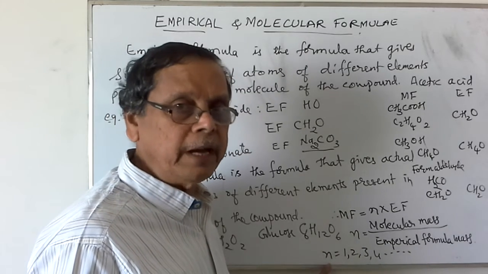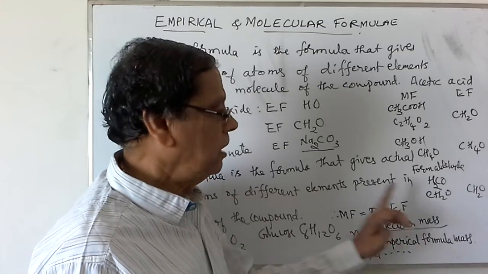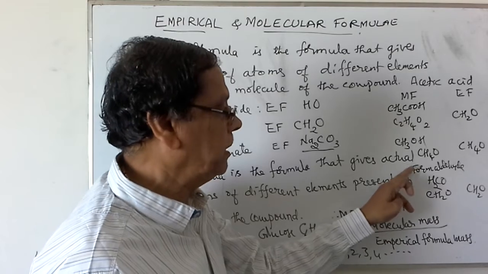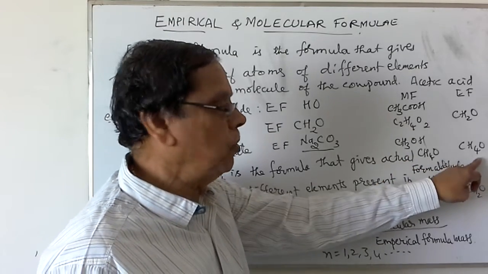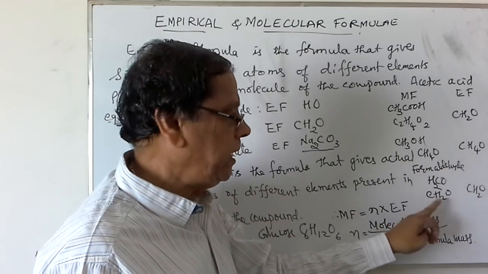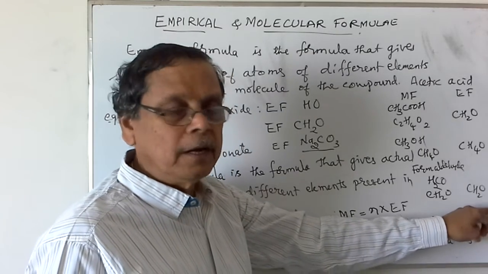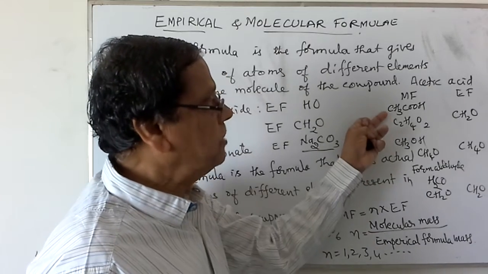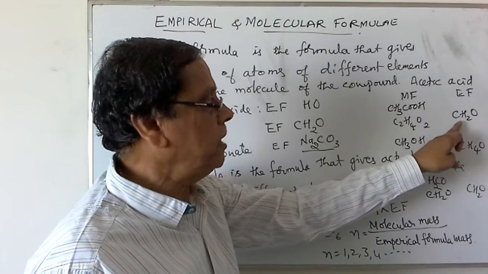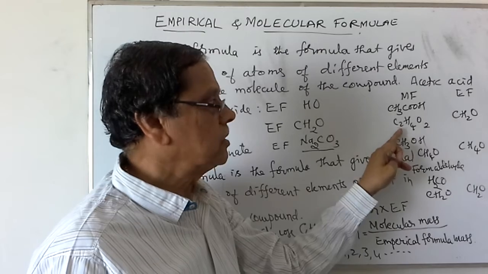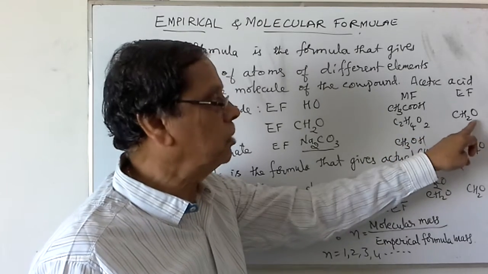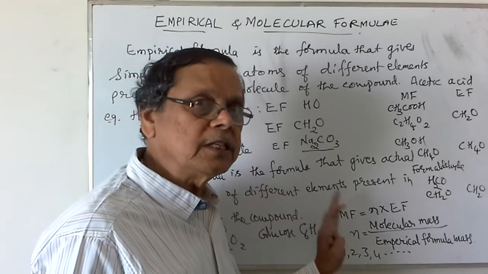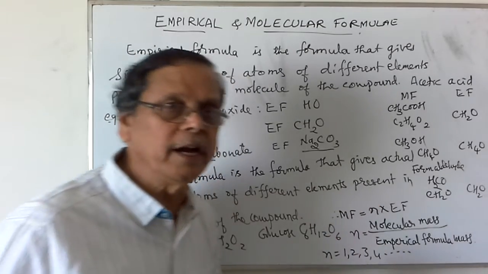This integer may be 1. In that case, empirical formula and molecular formula will be the same. For example, in case of methanol, CH4O, and formaldehyde, CH2O. But in case of some other compounds, n may be 2, 3, 4, etc. In case of acetic acid, empirical formula is CH2O, molecular formula is C2H4O2. That is, 2 times this one will give rise to the molecular formula. So this is the relationship between empirical formula and molecular formula.